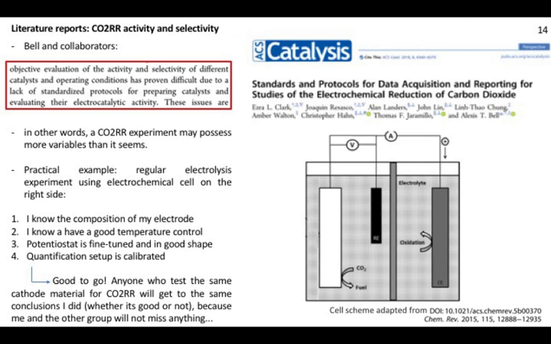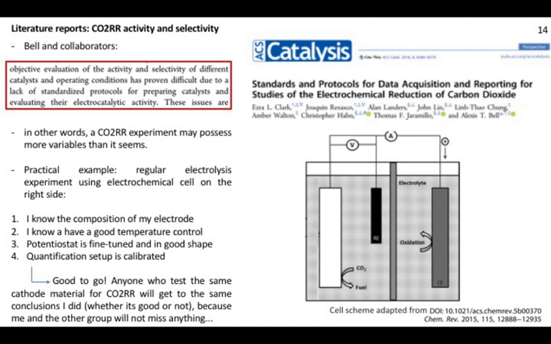The main issue here is, and now this is another paper from Alexis Bell's group, from last year, a really good paper, where they try to present some protocols to report CO2 reduction data. I recommend everyone go through this text, but to make things simpler, the idea is that you have many more variables than what actually seems when you are working with the CO2 reduction reaction. So a practical example: let's suppose you have a conventional electrolysis cell like this one on the right side, and you will try to run a CO2 reduction electrolysis experiment in your lab.